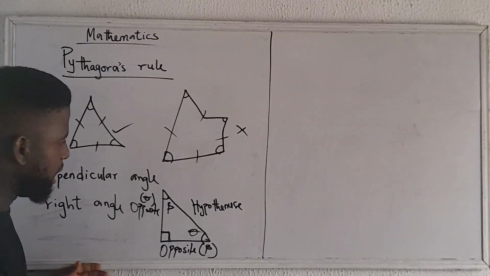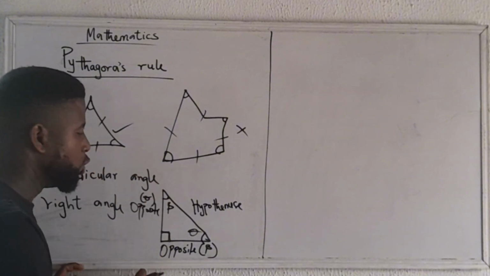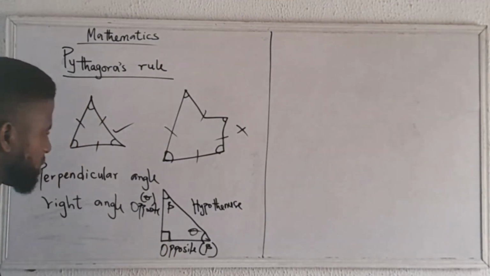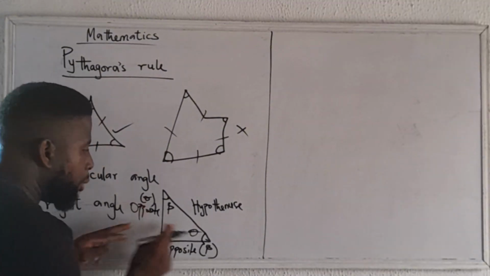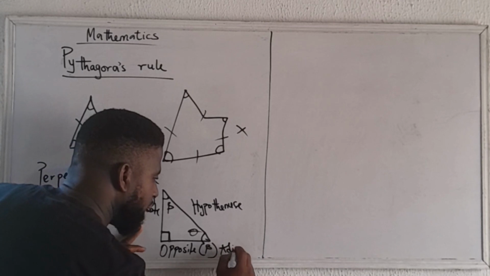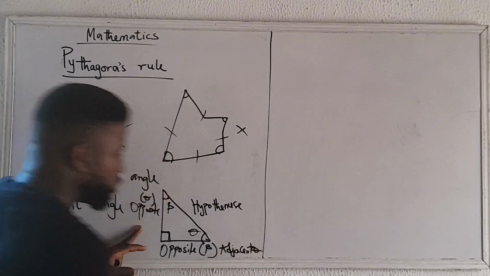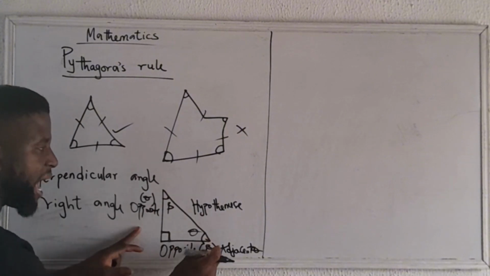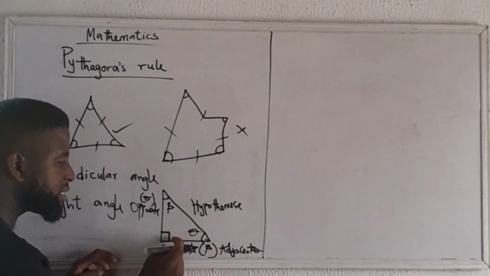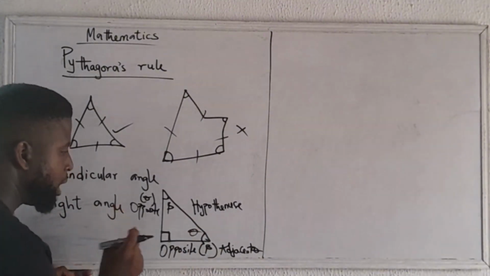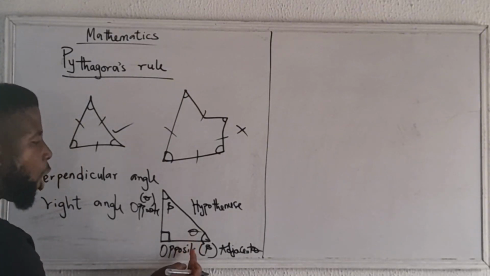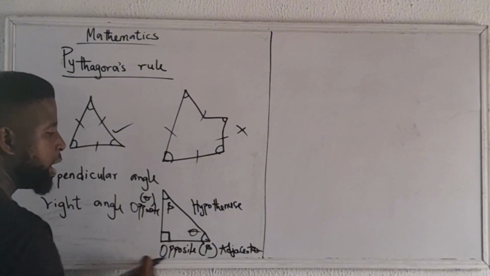Now, the side which is on the straight line with the perpendicular angle is the adjacent. It's called the adjacent, which means that if this is the opposite side for theta, this other side will be the adjacent for theta. So the hypotenuse is always the longest side of the right angle triangle, and it's also the side facing the right angle or the perpendicular angle, right? While the side facing the other angle is called opposite, and the third side is called adjacent.